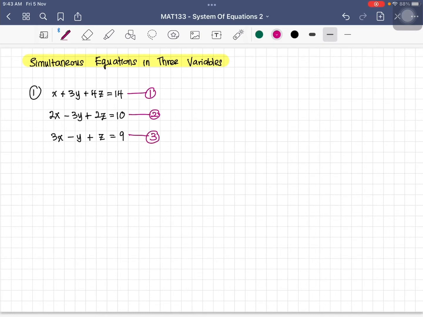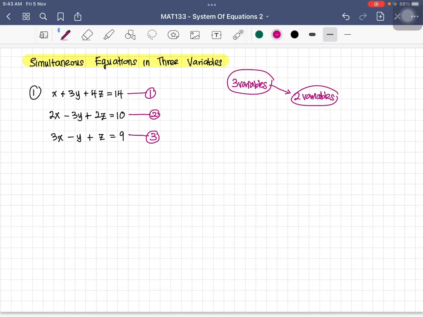The idea is to reduce three variables. From three equations, we are going to reduce this into two variables, meaning we have to eliminate one of these variables. You can eliminate x, eliminate y, or eliminate z. Suppose in this case I want to eliminate y. So how do we eliminate y?